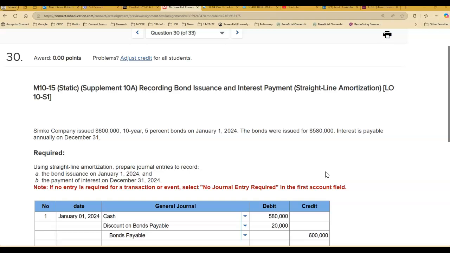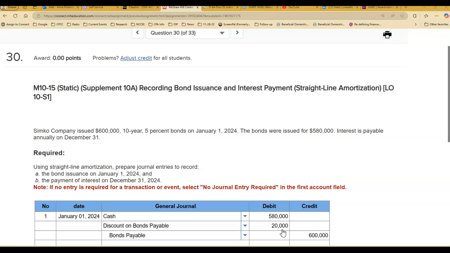All right. Now we've got to record the payment of the interest. This is kind of new. We haven't seen this one yet. So in this particular case, notice what's happening. It's a 10-year bond. Okay? We've got a discount of $20,000 to amortize over 10 years. So how much are we going to amortize it each year?